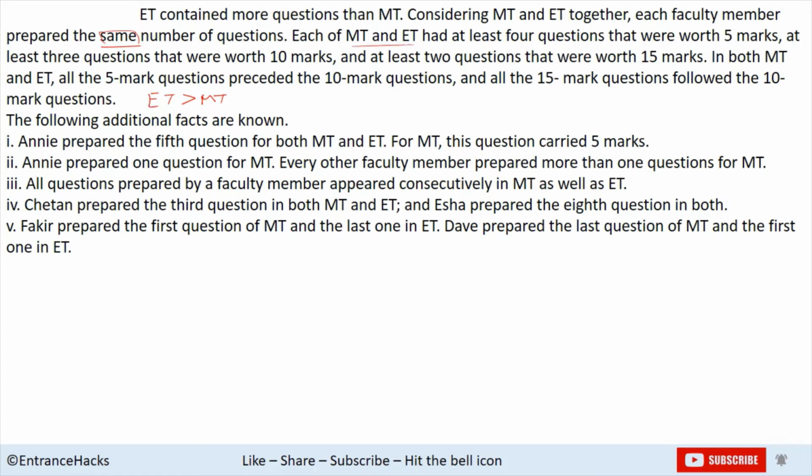Each of MT and ET had at least 4 questions that were worth 5 marks. So marks would be like 5 into 4. 3 questions that were worth 10. 2 questions that were worth 15. This makes a total of 80, right? So 20 marks are remaining. So 20 marks could be either in the form of 5 into 4, or 5 into 2 plus 10, or 5 plus 15, or 10 into 2.